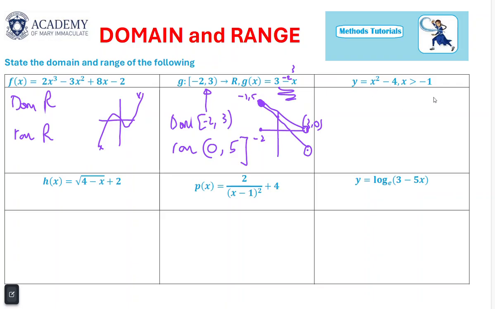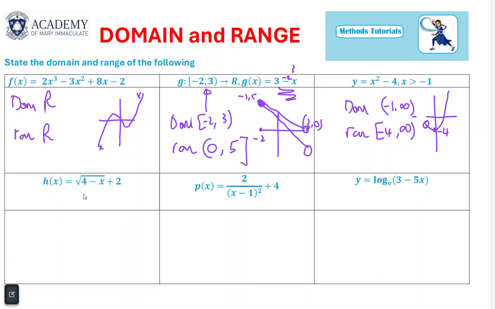In the third example, we have this nice little parabola, x squared minus 4. However, it is only bigger than negative 1. So I can get rid of this part of the graph. So my domain is the restricted domain of negative 1 to infinity, open circle. And my range, I don't really care what the endpoint is, because negative 4 is my lowest. That will be a square bracket up to infinity.